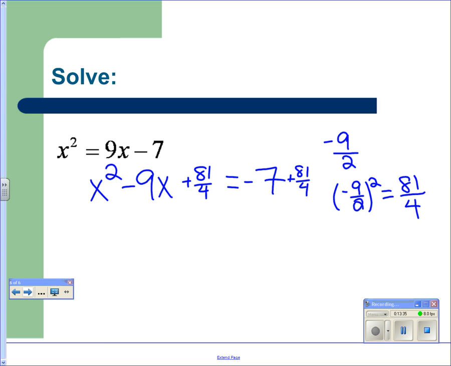Okay. We have to factor this. You know it's going to be x. What is -9/2 plus -9/2? Which is what? Which is -9. What is -9/2 times -9/2? 81/4. Where else do you see -9/2 other than over here? You took -9 and you took half of it, right? That number is always going to go here.